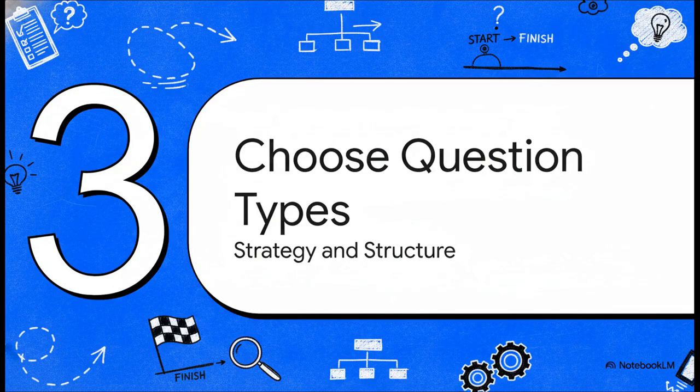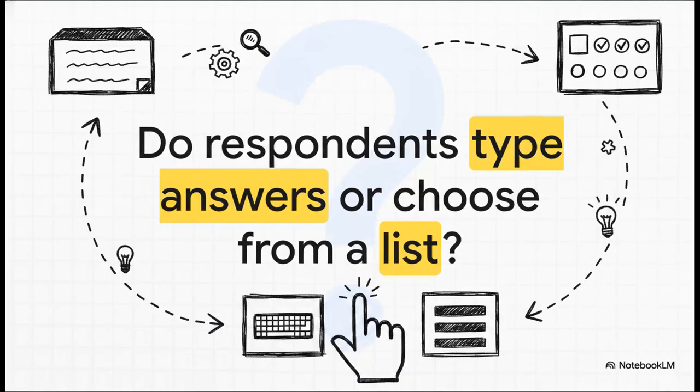Section 3, choosing question types. All right, we've got our form looking great, but now we're going to slow the pace down just a little bit because this is where your strategy really comes into play. I really want you to ask yourself this crucial question as you build. Do you want your respondents to actively type out their own answers, or do you want them to just choose from a supplied list? The more you know about the specific data you actually want to receive, well, the easier it is to choose the exact right tools to capture it.